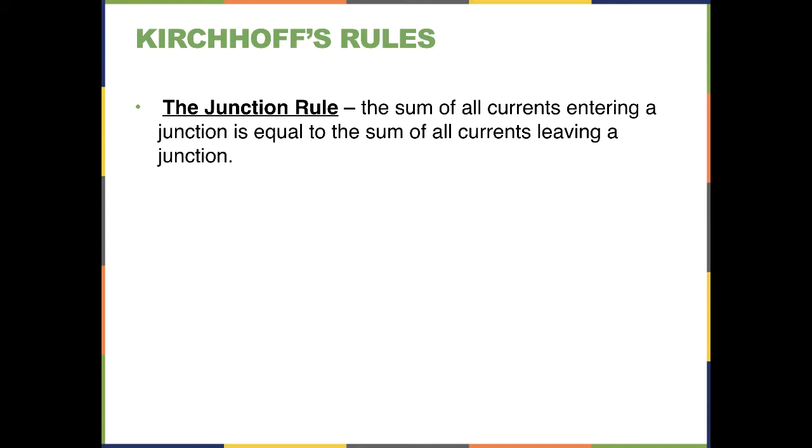So there's two specific rules. The first rule is called the junction rule, and it states the sum of all current entering a junction is equal to the sum of all the current leaving that junction. So that's the conservation of charge.